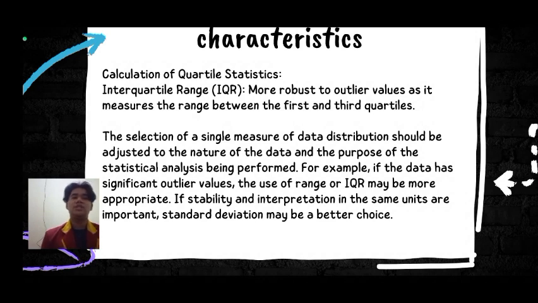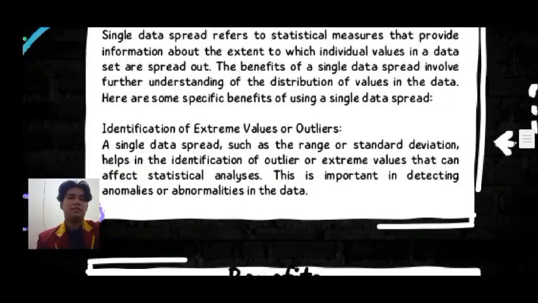The selection of a single measure of data distribution should be adjusted to the nature of the data and the purpose of the statistical analysis being performed. For example, if the data has significant outlier values, the use of range or IQR may be more appropriate. If stability and interpretation in the same units are important, standard deviation may be a better choice.